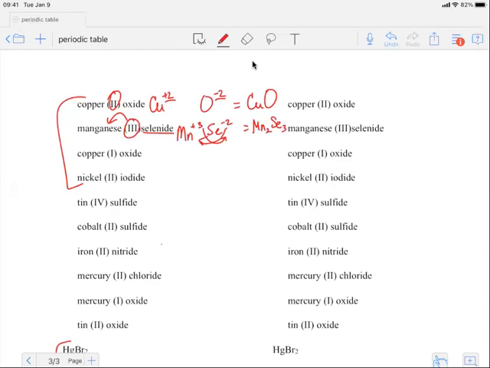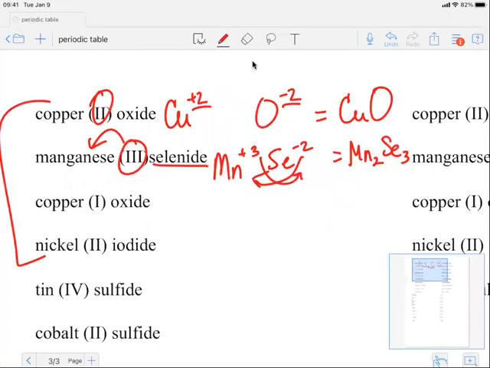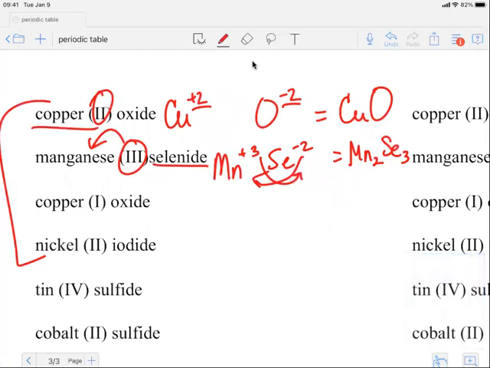Okay, next, copper 1 oxide. Well, we already know copper is Cu, but now the charge is +1. Oxide is still -2. So now you need 2 coppers for every 1 oxygen to make it equal. Okay, again, just swapping.